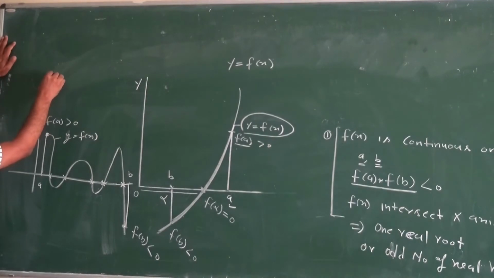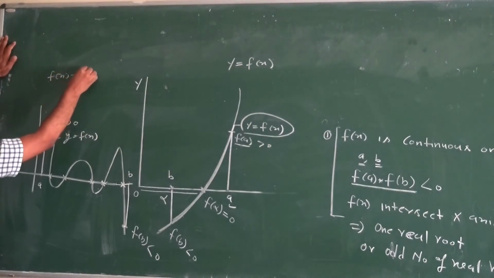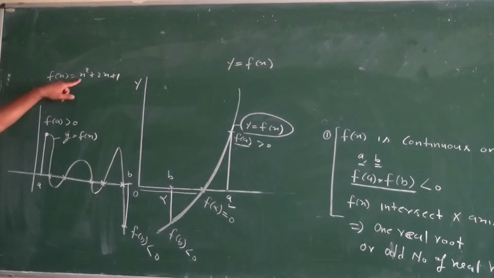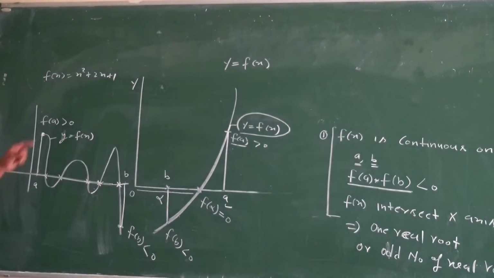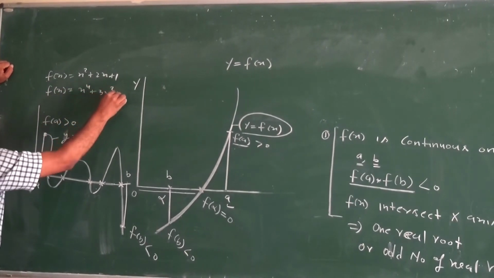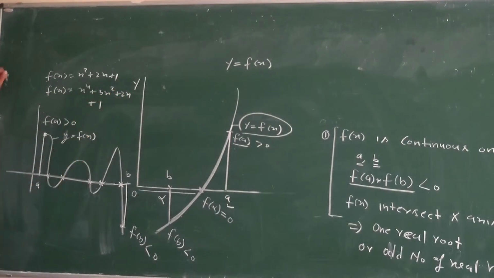If this one is a polynomial of degree 2, f(x) equal x square plus 2x plus 1, then how many times does this equation intersect the x-axis? Obviously the degree of this one is 2, so this one intersects 2 times. Similarly, if there is a polynomial of degree 4, x^4 plus 3x square plus 2x plus 1, this will intersect the x-axis exactly 4 times.